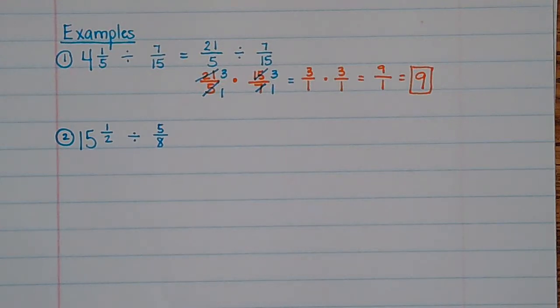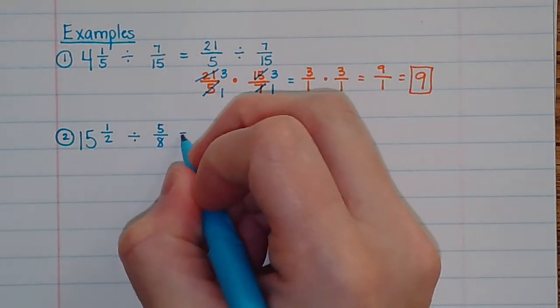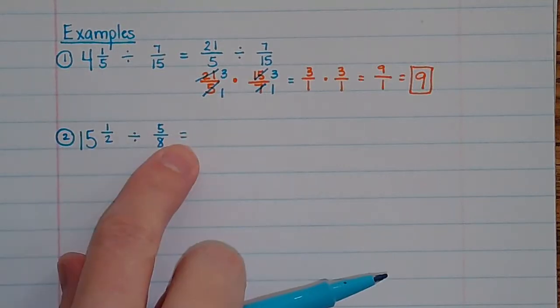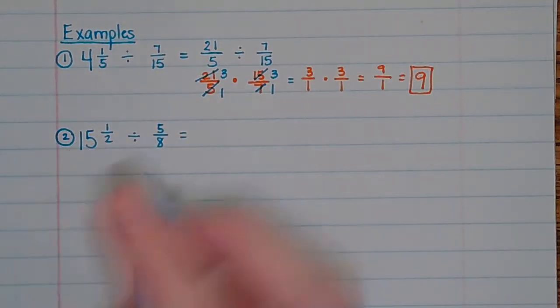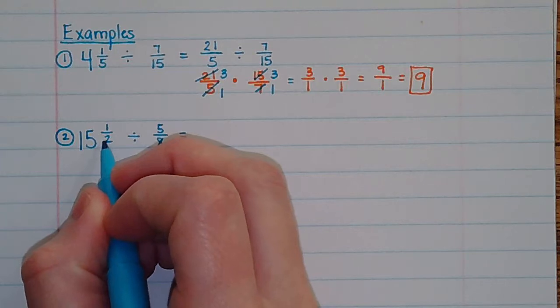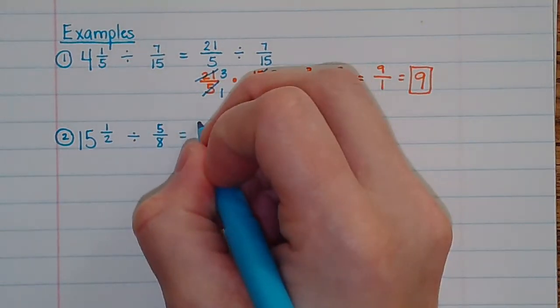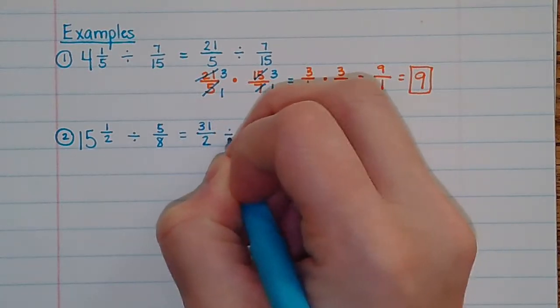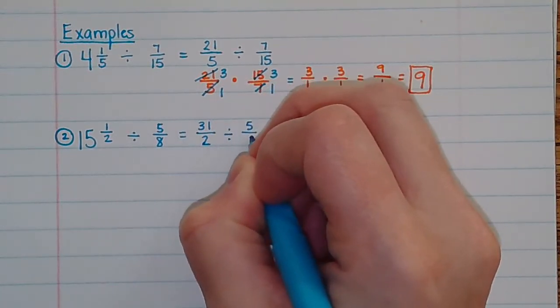Okay? Once again, I see a mixed number. I don't see a whole number, sorry. I see a mixed number, so I need to change that, okay? Before I do any keep, change, flip, I've got to make sure everything's in fraction form. This one is fine. This one is not. So 15 times 2 is 30, plus 1 is 31, over 2, divided by 5/8.